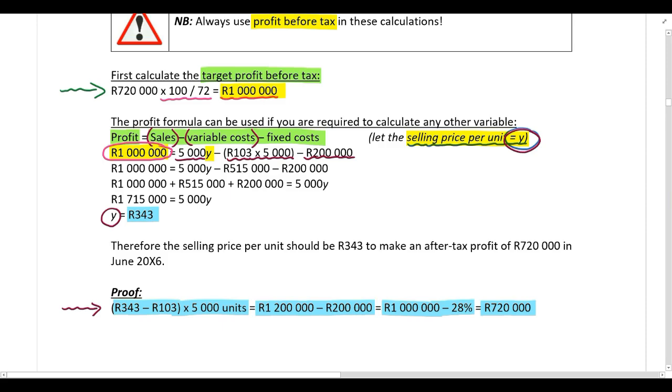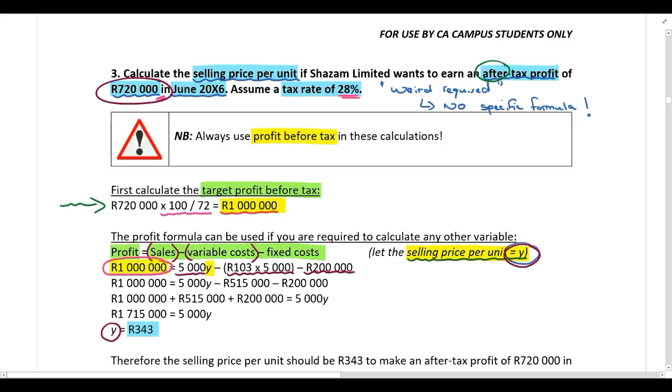So please note, guys, in all of these calculations, we are always using profit before tax. And in addition to that, if you get a weird required where you don't have a specific formula, you can always use the profit formula to solve. So for example, they could ask you to calculate the variable cost per unit in order to achieve a certain profit, or the fixed cost in order to achieve a certain profit. Whatever you are solving for, whatever the unknown is, you let that equal Y and you solve.